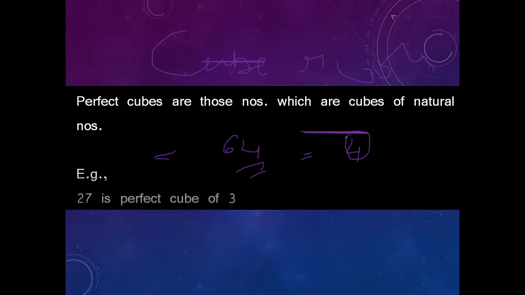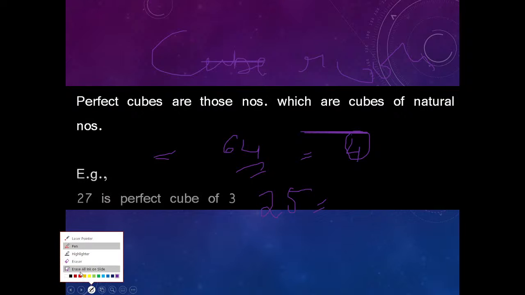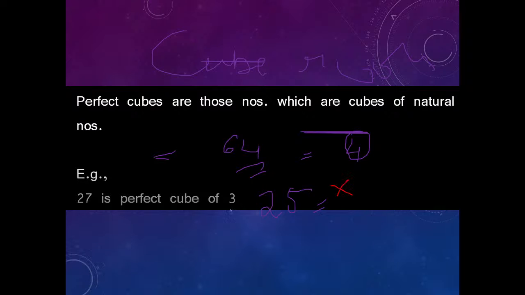If I say 25, do you think 25 is a perfect cube? No, it is not a perfect cube, because it is a perfect square. 5 times 5 is 25. That we can see. It is a perfect square, but it is not a perfect cube.